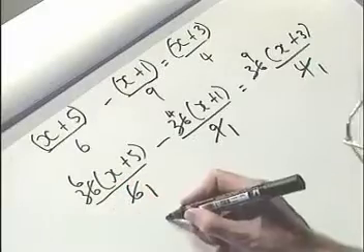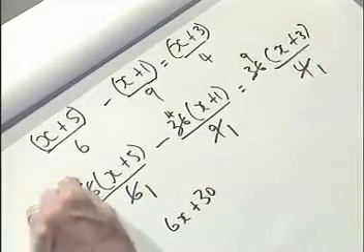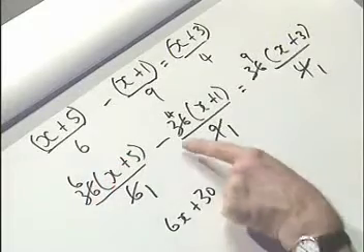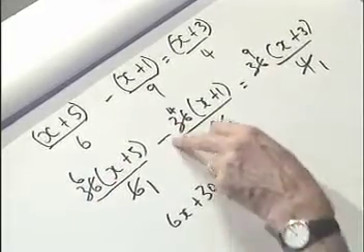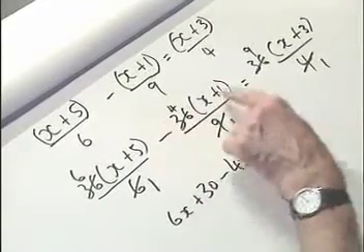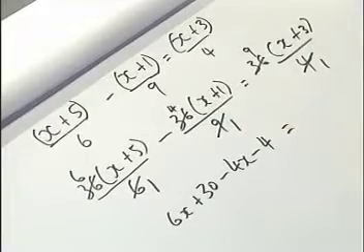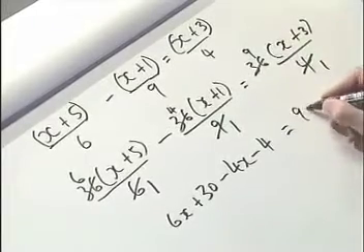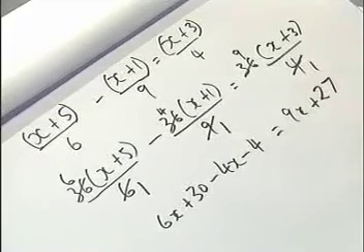6 times by x is 6x plus 30. 6 times by 5. Now this is a minus 4 I'm multiplying by, so I need to be a bit careful. Minus 4 times x is minus 4x. Minus 4 times 1 is minus 4. Equals 9x, and 9 threes are 27.